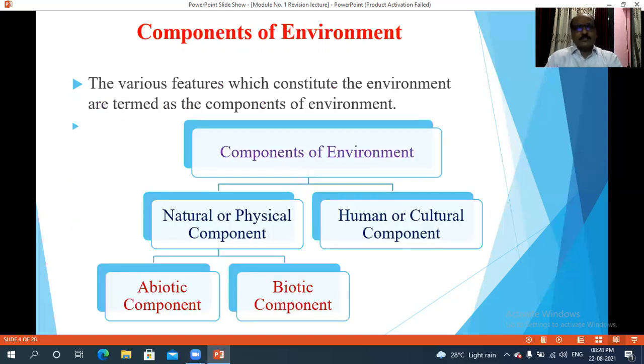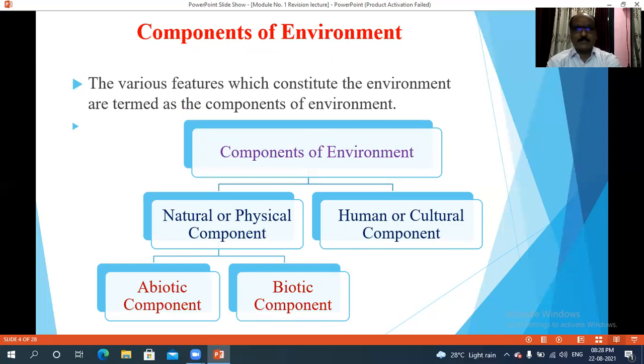Then, dear students, the next point: component of environment. First, I will explain what a component of environment is. Dear students, the various features which constitute the environment are termed components of environment. Basically, all the components of environment can be classified into two different types. First, natural or physical component. Second, human or cultural component.